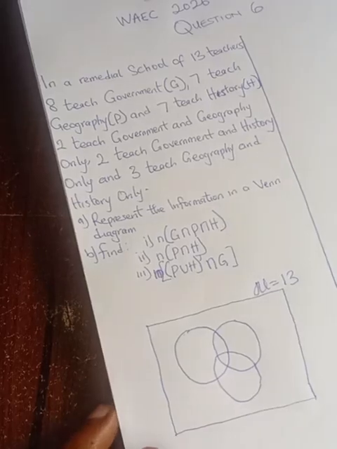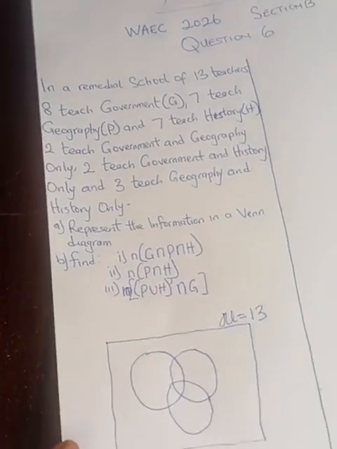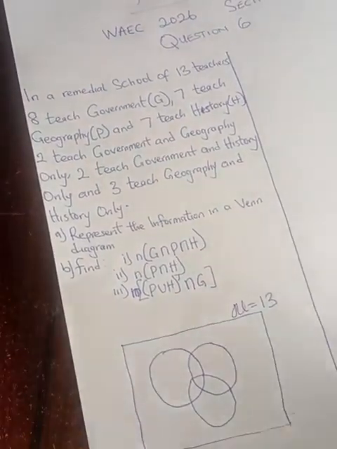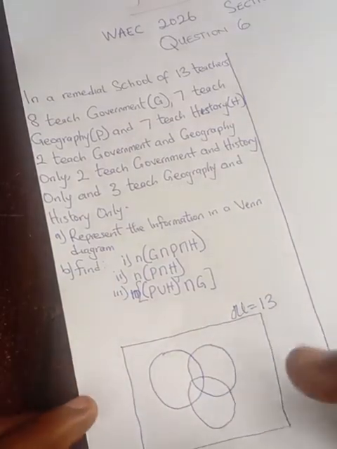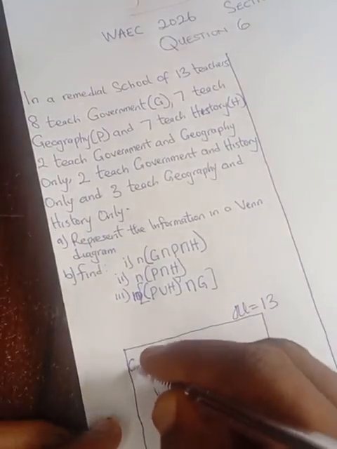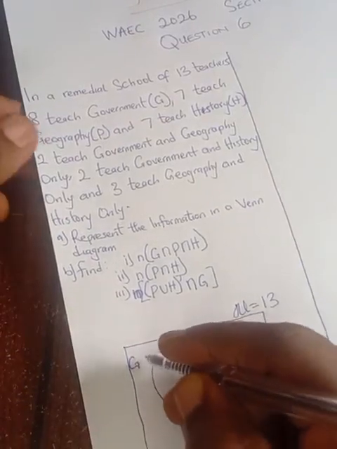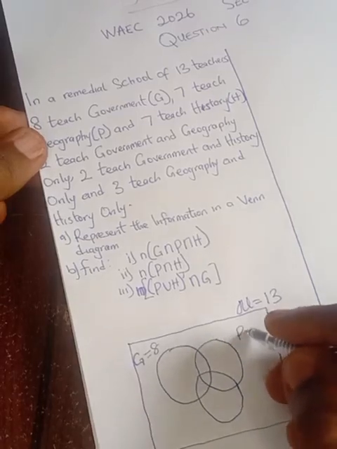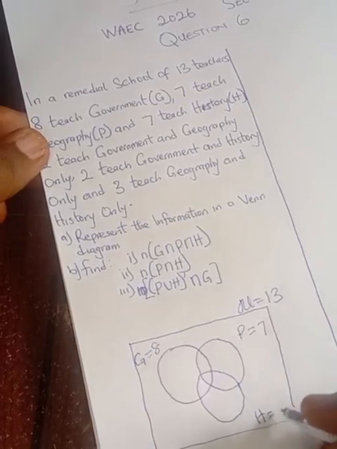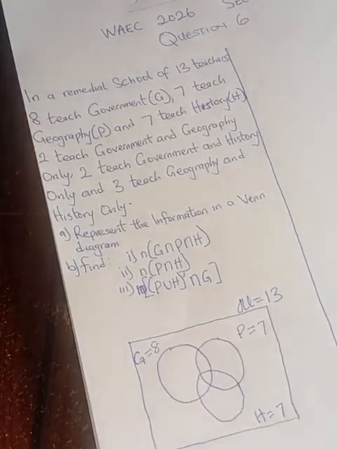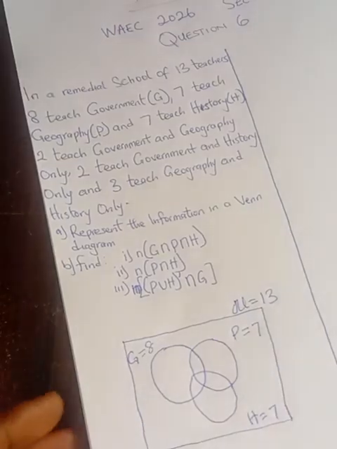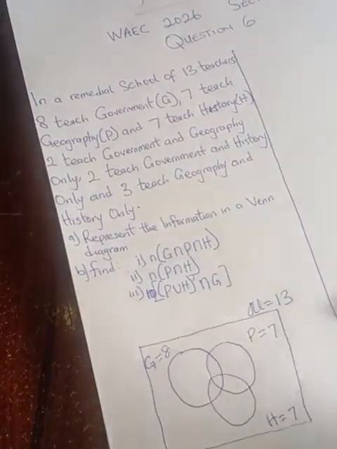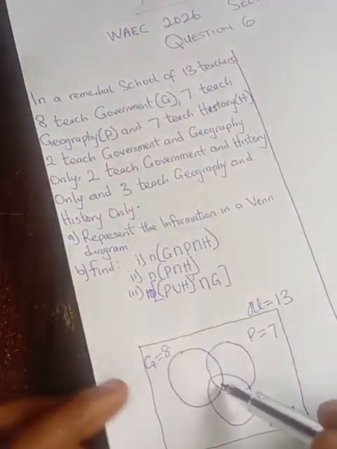Nice one. Alright, Samson, hope you are following me. Alright, Bimpe, let me just call random names like that. The first thing we are going to put here is government, and they said government is 8. Geography 7, history 7. As someone that used to mark WAEC, all this is a mark. I will show you the marking guide they use for this. So where the 3 are connected, this is the place where the 3 are connected.